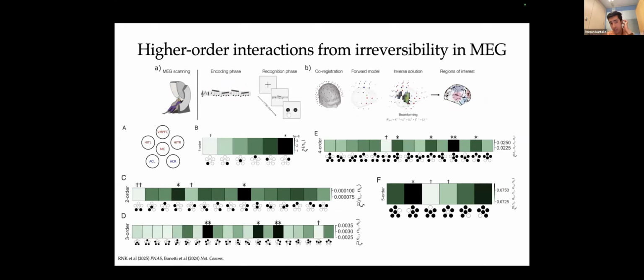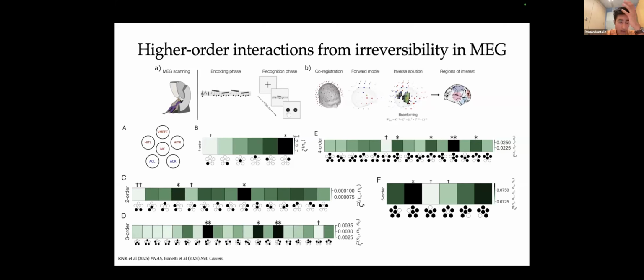And so we applied this to MEG data that was recorded from participants listening to music in an MEG scanner. And we had their brain activity parcellated into 6 key regions of interest that you can see in this graphic A. Then we were able to measure the irreversibility of every single interaction within the system. So the irreversibility of each individual interaction, all of the pairs, the triplets, quadruplets, and quintuplets. And we find results that made sense and that were very interesting.